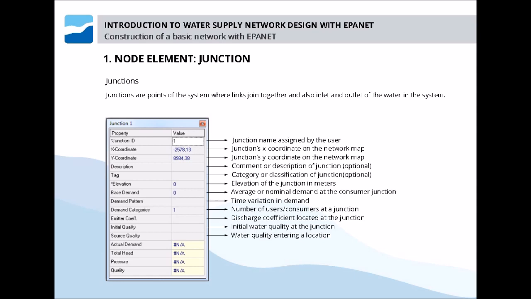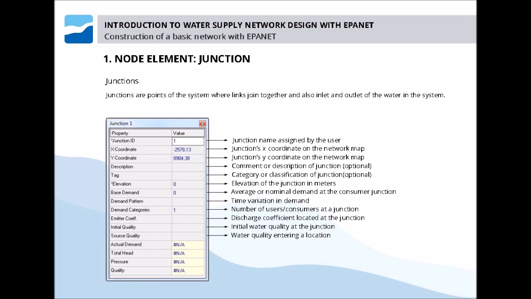EPANET models water supply systems as a series of arcs connected to different nodes. As we just said, arcs can be pipes, pumps, or valves, and nodes can be junctions, tanks, and reservoirs. The most usual elements in a network are node elements like junctions, connections. These are points in the network where different lines converge, or where there is a water inlet or outlet.